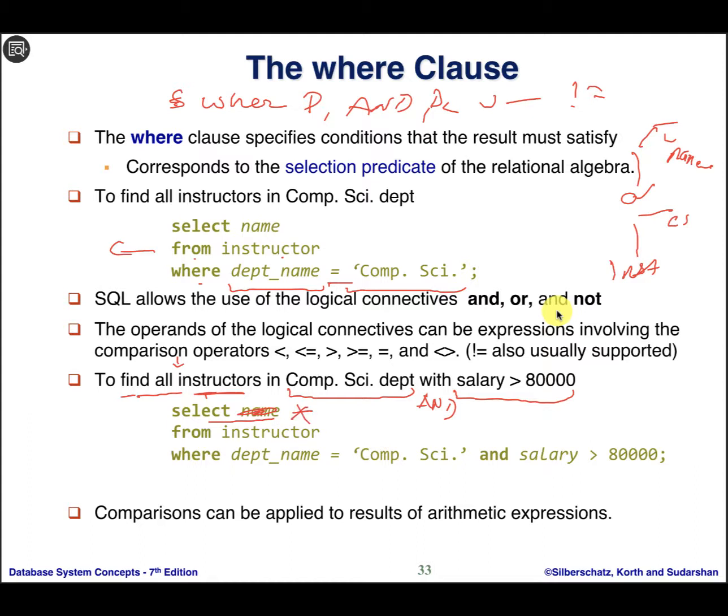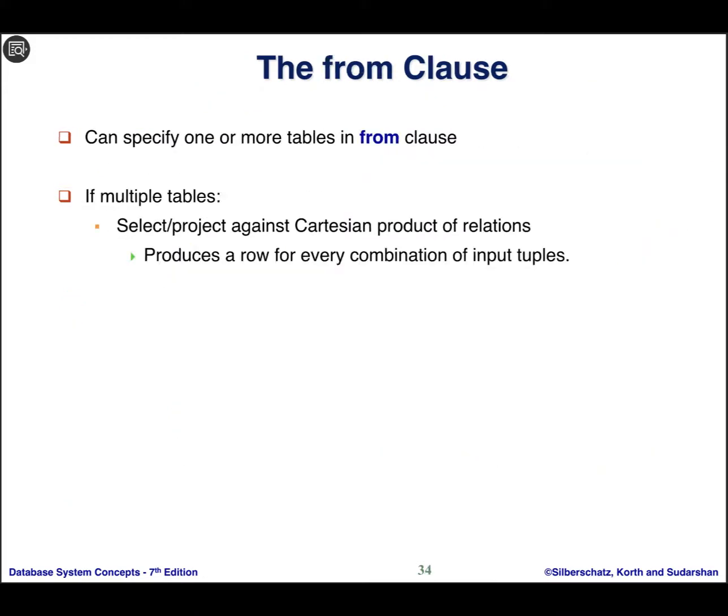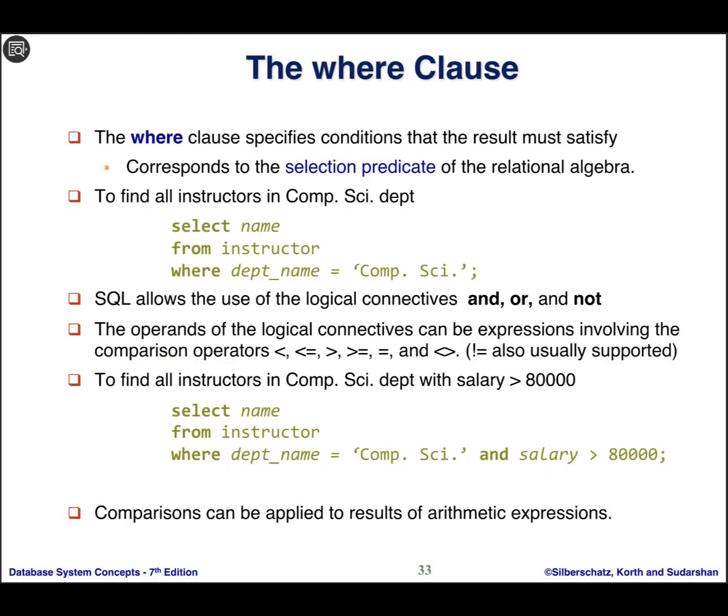Either is fine, okay? From the instructor, where the department is equal to computer science and the salary is greater than 80,000, okay? And when you say and, what does that mean? For every single tuple here, you are going to perform the following. You check the first condition and this one, and both of them must evaluate to true in order for this tuple to be part of the result, right?